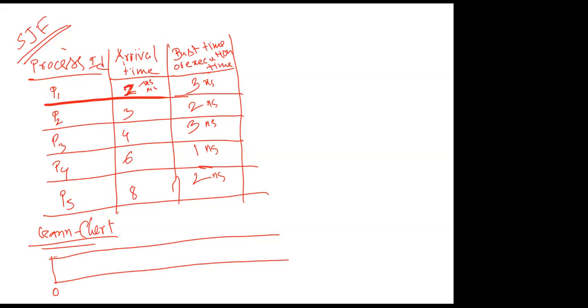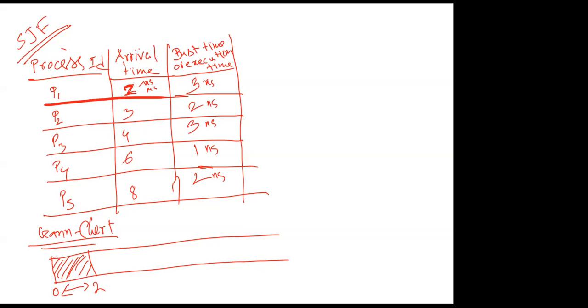At time unit 2, the process P1 arrived inside the RAM. So from 0 to 2 time units there is no process inside the RAM, which means that in this time your CPU will be idle, because there is no process inside the RAM until 2 time units. Okay, after 2 time units, we see process P1 inside the RAM.